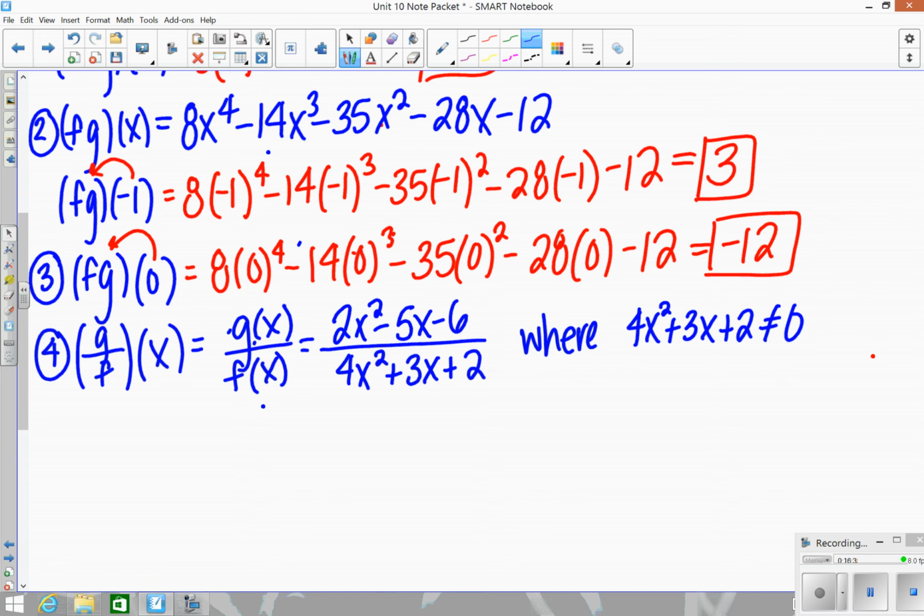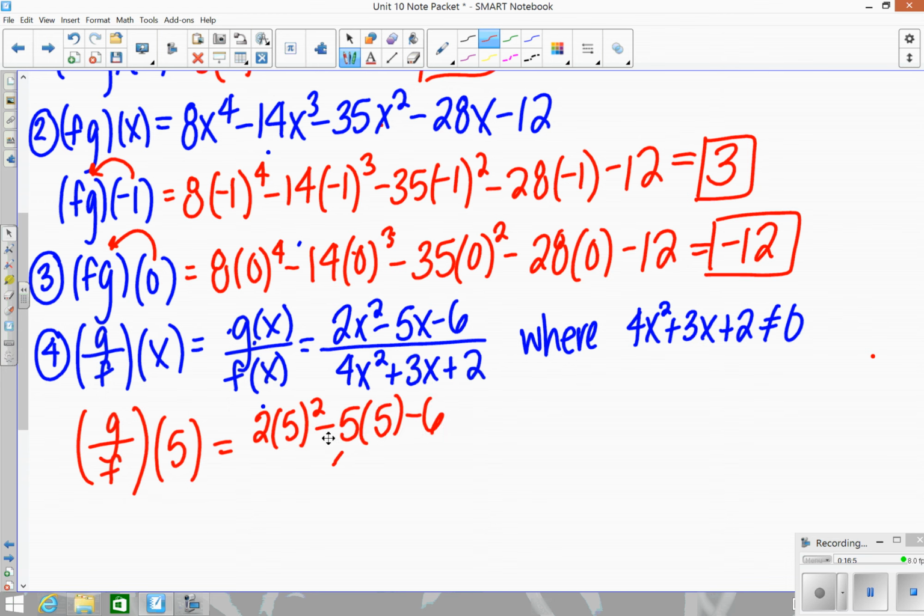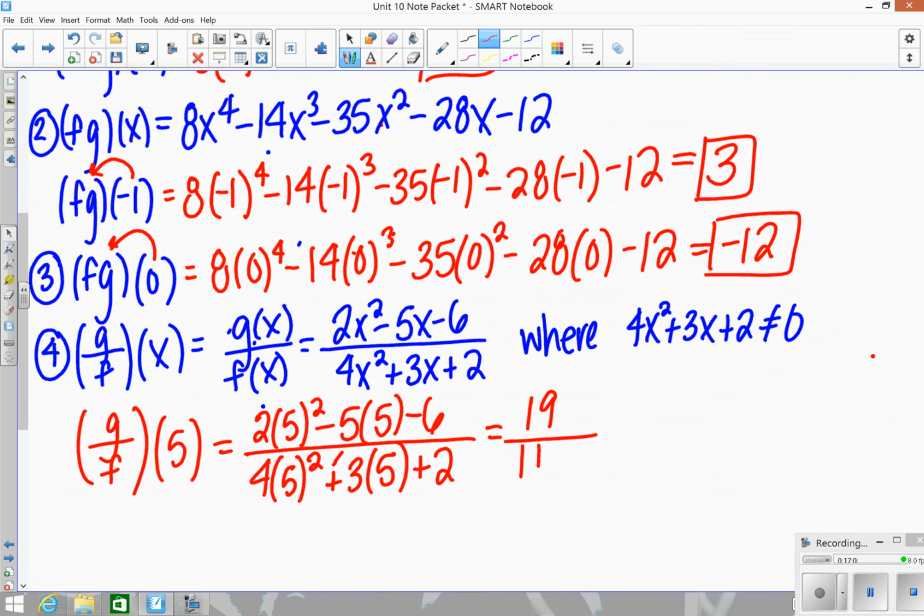So then when we go to evaluate it, we're trying to find g over f of 5. So I'm going to input 5 into this function. So we have 2 times 5 squared minus 5 times 5 minus 6 over 4 times 5 squared plus 3 times 5 plus 2. And simplify the top, you get 19. Simplify the bottom, you get 117. And you can just leave your answer as a fraction.